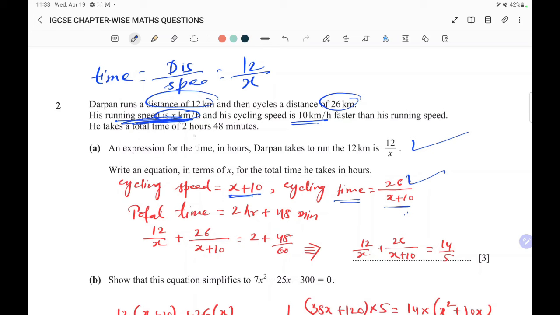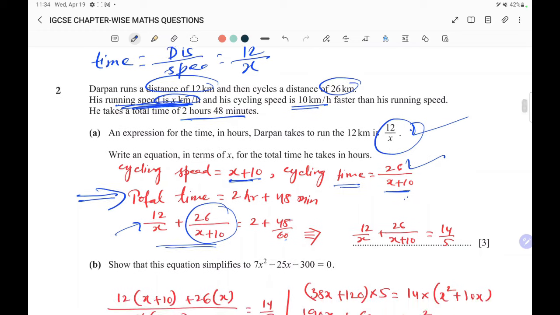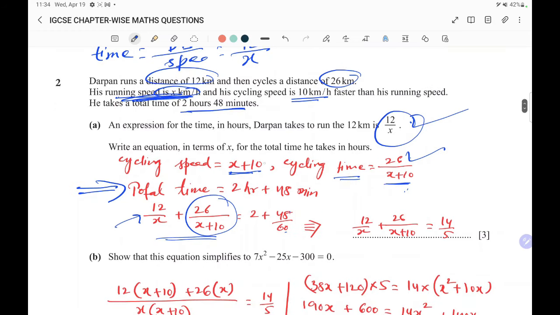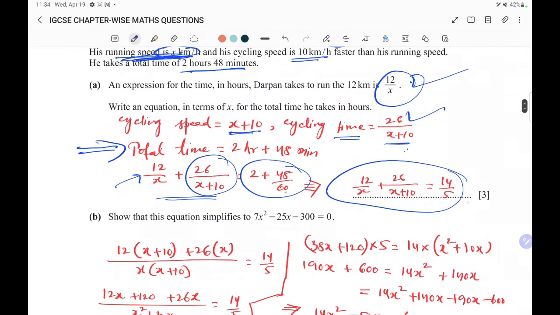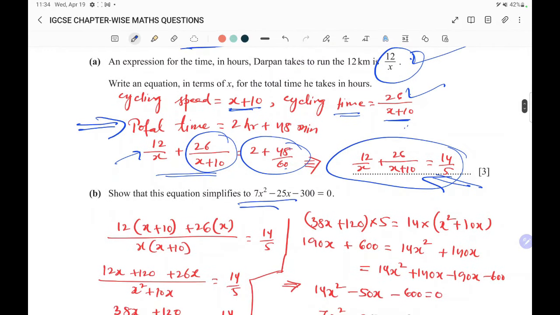Now he takes a total time of 2 hours 48 minutes. So the running time, 12 over x, plus the cycling time, 26 over x plus 10, equals 2 plus 48 over 60, right? So write an equation in terms of x. This is 12 over x plus 26 over x plus 10 equals 14 over 5, since 2 plus 48 over 60 is 14 over 5. So this should be the answer. You should not simplify at this stage, because simplifying is the next question.